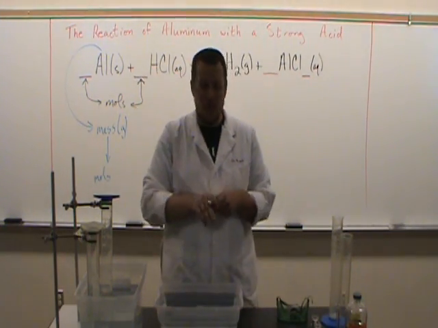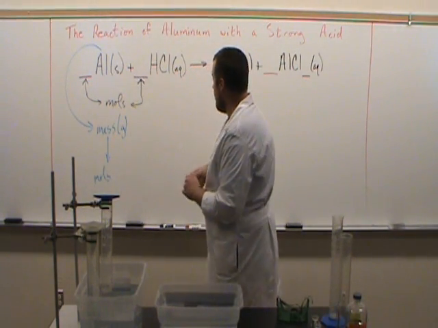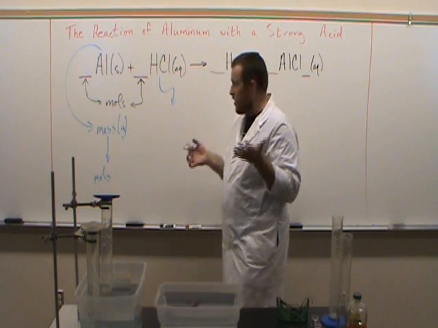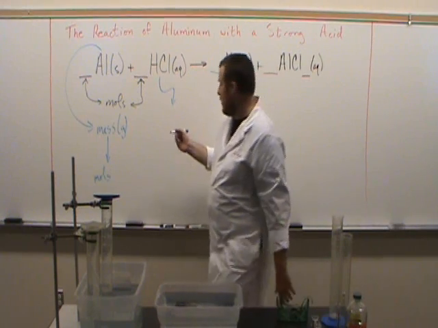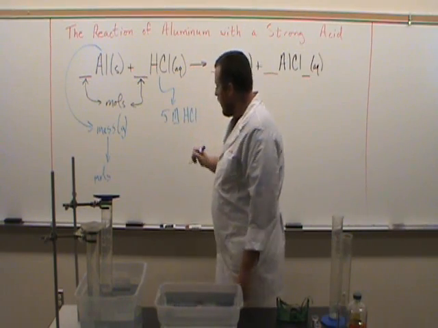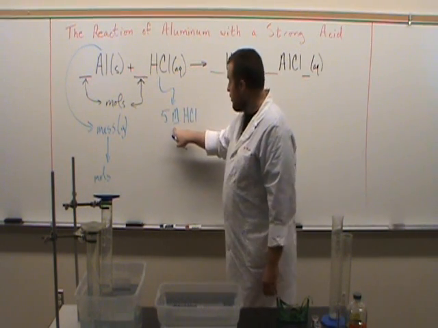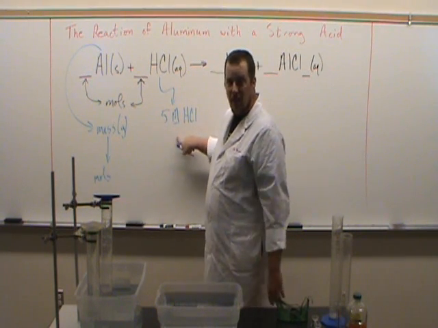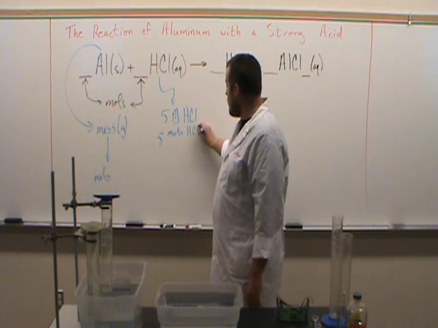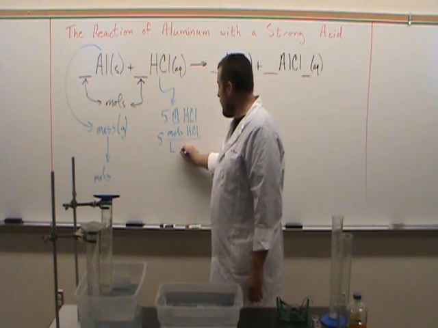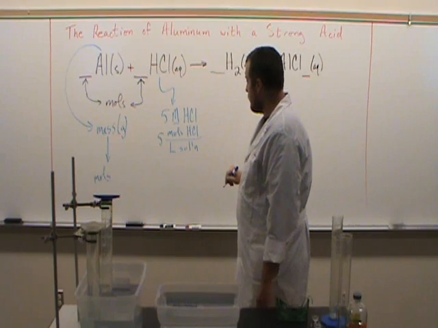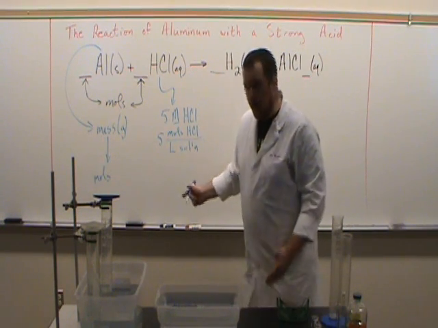Some of you may or may not have a whole lot of experience working with solutions at this point. So let's take a little aside here. Your first experiment is going to start with hydrochloric acid labeled 5 molar HCl. Molarity is a concentration unit. So what this really is telling us is that we've got 5 moles of HCl per liter of solution. Well, that's great. What do we do with it?